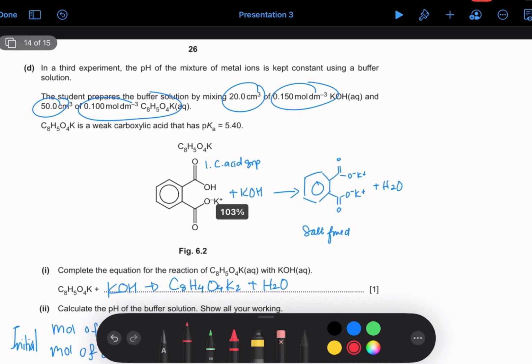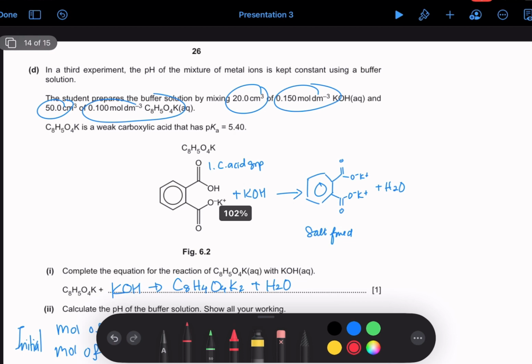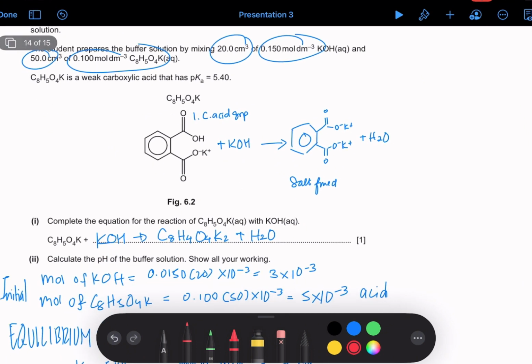Right, in the third experiment, the pH of the mixture of metal ions is kept constant using a buffer solution. The student prepares the buffer solution by mixing 20 centimeter cubes of 0.15 mole of KOH and 50 centimeter cubes of 0.1 mole of C8H5O4K, which is a weak carboxylic acid with a pKa of 5.4.